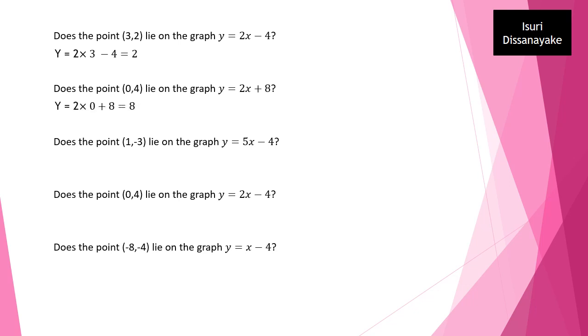Next one, does the point (0, 4) lie on the graph y equals 2x plus 8? Work it out on your own. The x coordinate is 0. So y equals 2 times 0, that is 0, plus 8. So the answer is 8. But the point is (0, 4). So the output should be 4, whereas you got the output 8. And it is clear that the point (0, 4) does not lie on the graph y equals 2x plus 8.